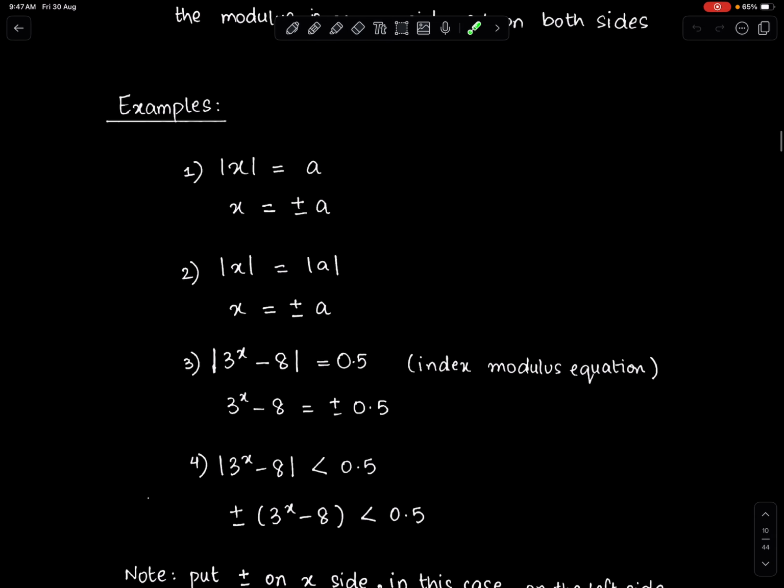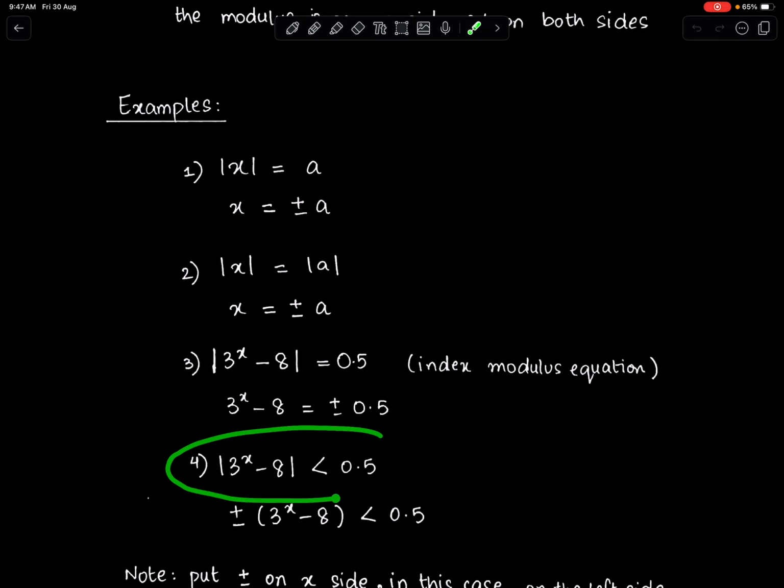For example, if we have modulus on one side, then we can remove modulus by writing plus minus on right hand side. If we have modulus on both sides, we can also remove modulus by writing plus minus on right hand side. This is the index equation or power equation. So after removing modulus, write plus minus on right hand side.